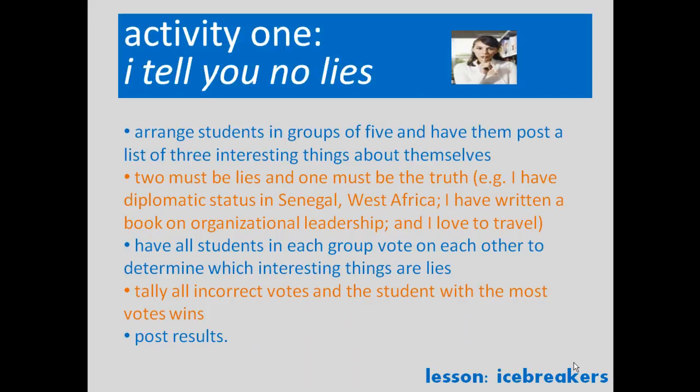The first icebreaker is entitled, I Tell You No Lies. For this activity, online instructors will need to arrange students in groups of no more than 5 participants and have them post a list of 3 interesting things about themselves. 2 of the things must be lies, and 1 must be the truth. Have all students in each group vote on each other to determine which interesting things are lies. Tally all incorrect votes, and the student with the most votes wins.